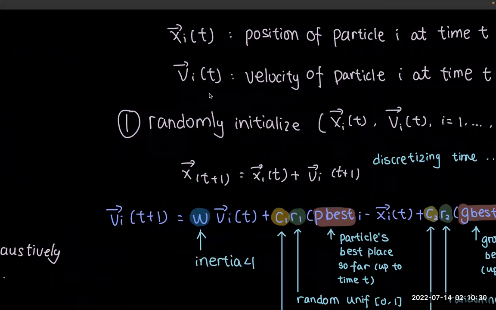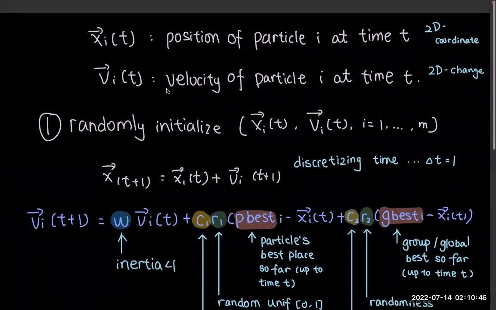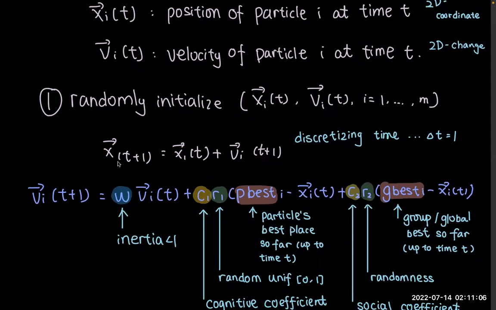We also need the velocity, which is the change of the position. So we use v_i(t) to denote the velocity of particle i at time t. Again, in the bird situation, v is a 2D change of the coordinate. So what we do is we first randomly initialize the positions and the velocities. For example, they follow some uniform distribution for each bird at time 0, so t equals 0 at this point. Okay, and then we start to update the position based on the velocity.